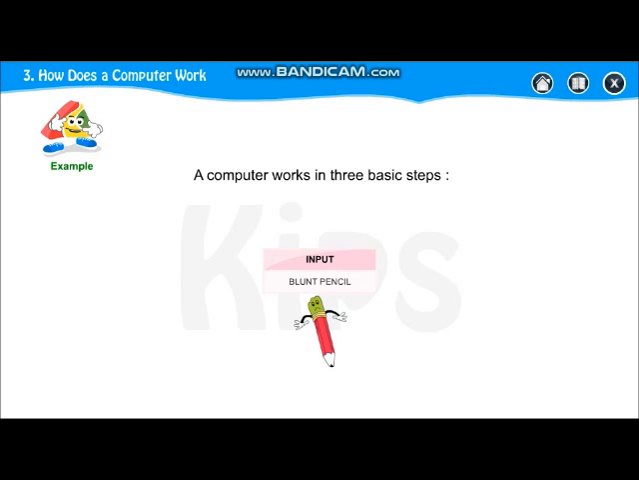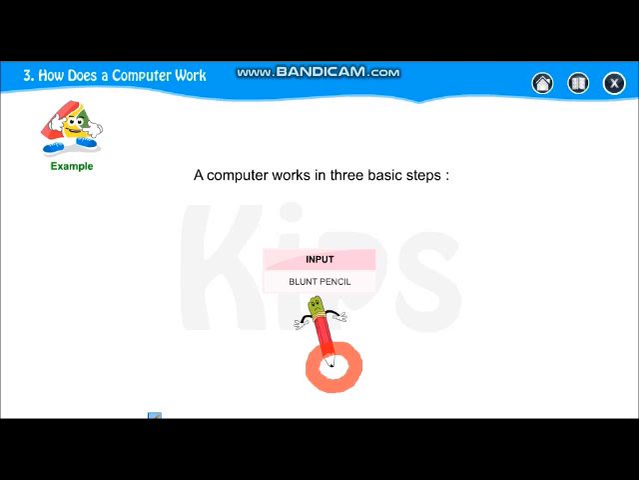Now we will take some example. Suppose you have a pencil. Okay, but this pencil is blunt. Blunt means उसकी नोक नहीं है. Can you write with that pencil? No, it's blunt. तो this is your input. ये क्या है आपका? यहाँ इसकी नोक नहीं है. That is your blunt. तो now what process we have to do?